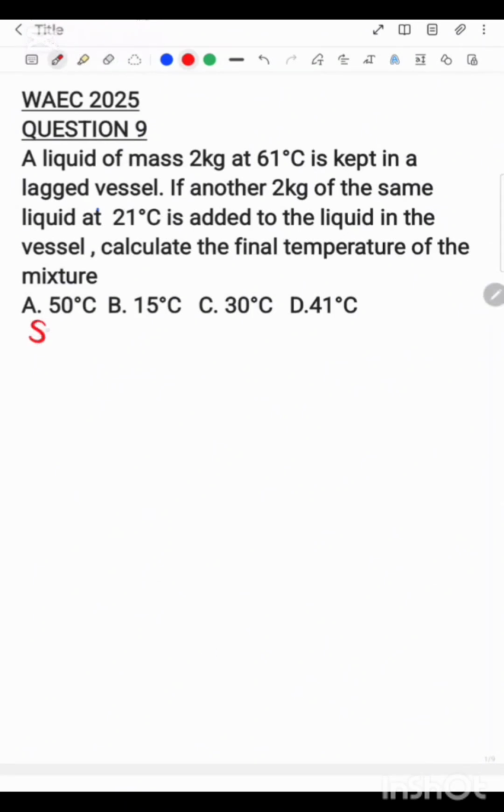So the solution here to this equation, we have a liquid whose mass is 2 kg. So mass of liquid is 2 kg and the temperature of the liquid is 61 degrees Celsius. And this liquid is kept in a large vessel. So that means heat is not lost. If a substance is kept in a large vessel, it is assumed that heat is not lost to the surrounding. Okay, so the heat has been conserved.